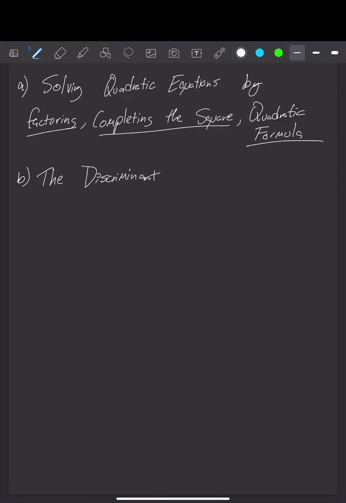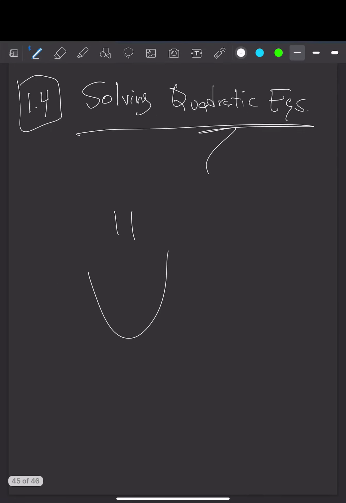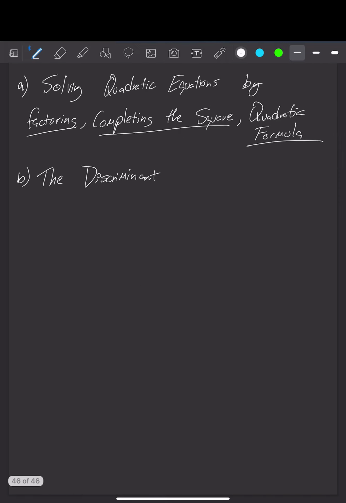Hello everyone, welcome back to Math Concepts for 1.4, Solving Quadratic Equations. In this section we're going to be talking about how to solve different types of quadratic equations and what technique to use to solve for these. Normally, we're going to use three methods: factoring, completing the square, and the quadratic formula.